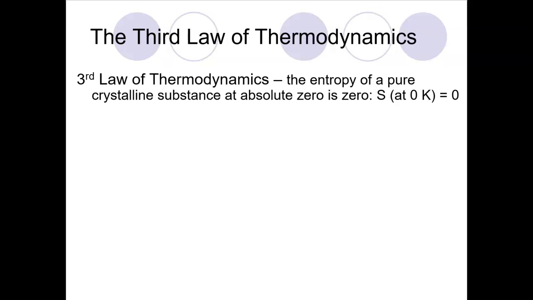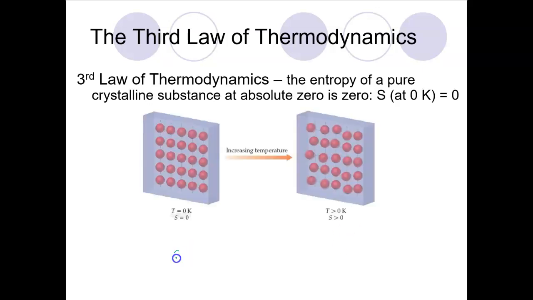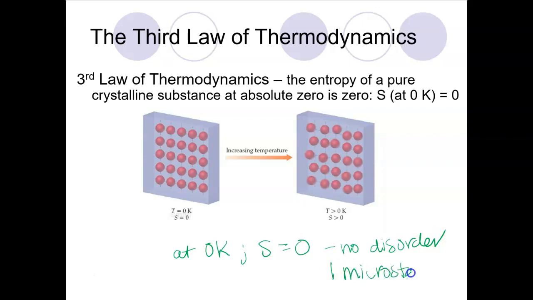The entropy of a pure crystalline substance, so the entropy of a solid at absolute 0, which is 0 Kelvin, is 0. So what this is saying, at 0 Kelvin, S equals 0. There is no disorder. There is only 1 microstate. So at 0 Kelvin, what this is saying is everything stops. There's no vibrations, rotations, translations. There's no movement at all. At 0 Kelvin, everything stops.